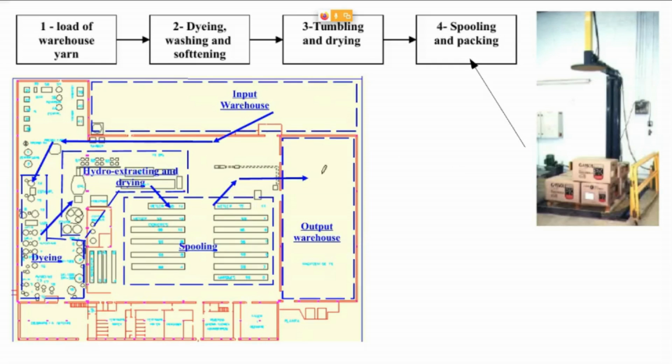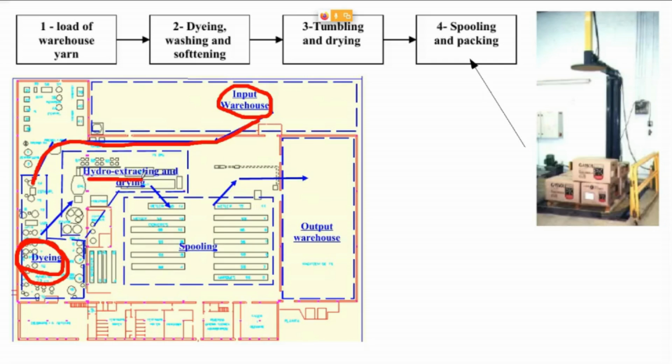The whole process is like this. Here we have a layout of the yarn dyeing process. Here we have the input warehouse. Here we have the storage, and then yarn bobbins come from here. Then here we have the dyeing process. So yarn bobbins are colored in here. Then, once this process has ended, we have wet yarn bobbins. We have wet colored bobbins.